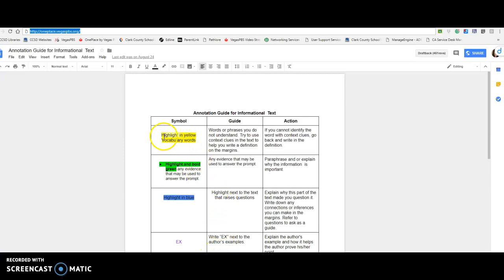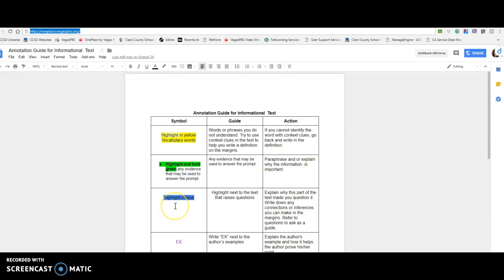You'll notice we highlighted yellow vocabulary words we don't understand, and then we're using context clues or we're using the definition to find out what those words mean. We're highlighting in bold and green any evidence that can be used to answer the prompt. And then we're either paraphrasing or explaining why that information is important.